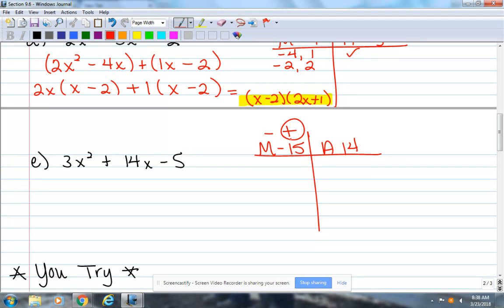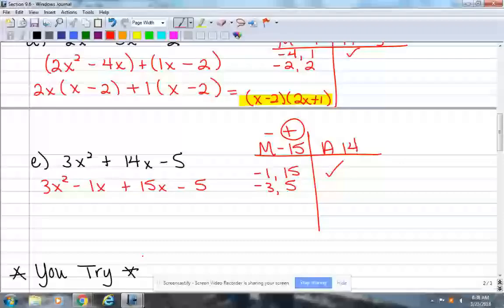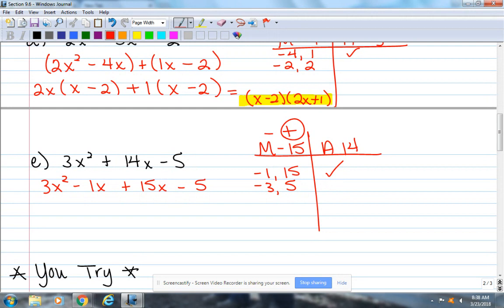So, -1, +15. Got -3, +5. Is that all of them that multiply to get 15? Do either of those add to get 14? Good. And I like to arrange mine so that my plus sign is in the middle. So the 15 is positive, so it needs to go last. So 3x squared minus 1x plus 15x minus. See, when you have two negatives, you can't avoid it. You're going to have a negative in the middle when you have two negatives. It's just going to happen.